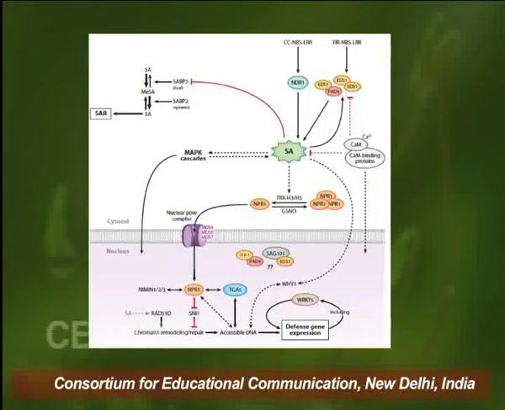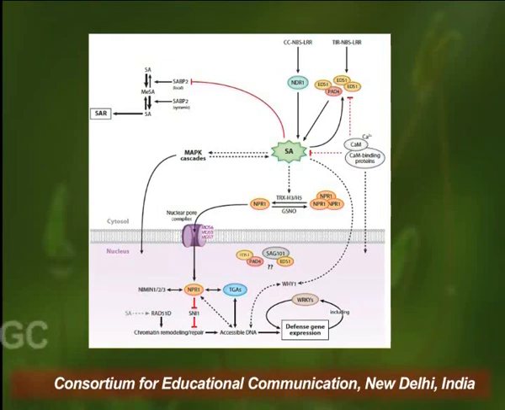Now this is the diagrammatic representation of its signaling pathway. On the left side you will see there are salicylic acid binding proteins, or you can say these are nothing but the receptors. So in the upstream signaling pathway we will see that the two R proteins initiate the accumulation of salicylic acid. Now once this salicylic acid is produced, it inhibits the salicylic acid binding protein.